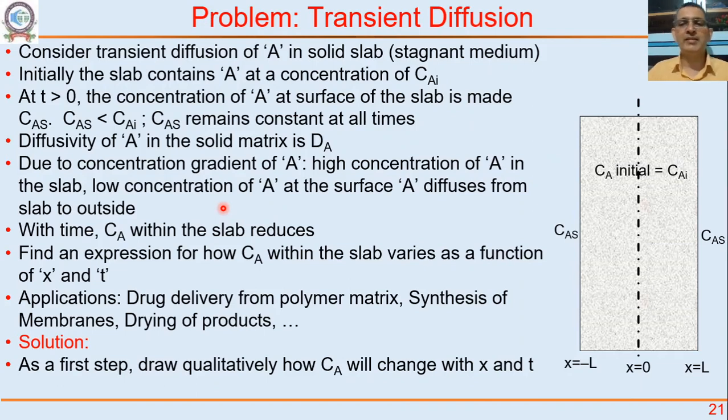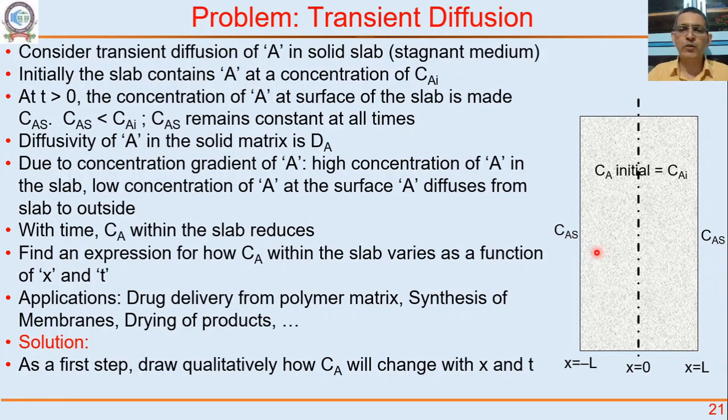Okay? Here's the next problem. Imagine that there is a slab. Okay? Slab is like this. Let's say that the slab contains A. Let's say the concentration of A in the slab initially, at t equal to 0, is CAi. At some instant of time, at t equal to 0, we are going to make the surface concentration CAS, let's say.